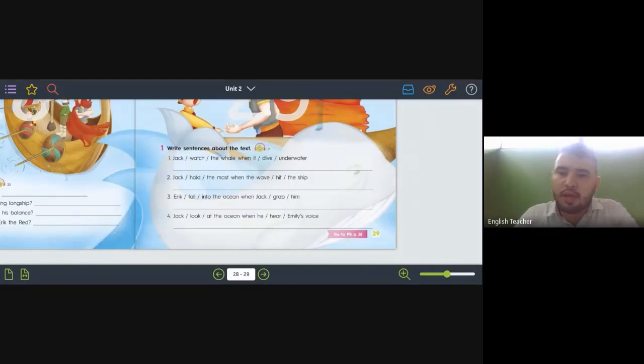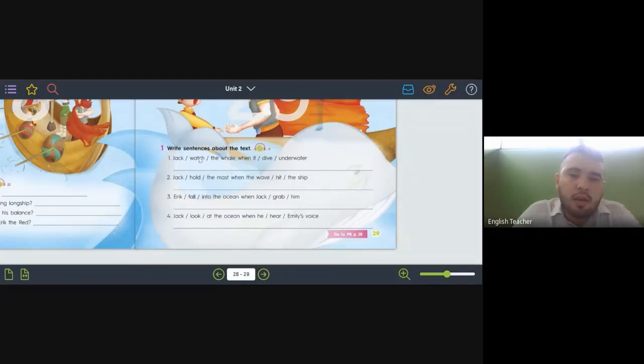Look here. It says write sentences about the text. So it must be related to the text that I read for you before. If you want to read it again, do it by yourself. But if you want to hear it, just play the video one more time. What we have to do here is make sentences with those words. At first, what is the main character? Jack. So we are going to place Jack here.